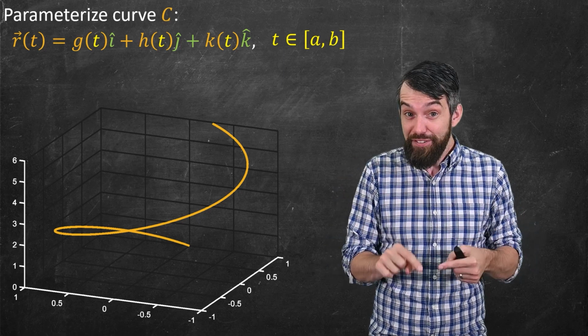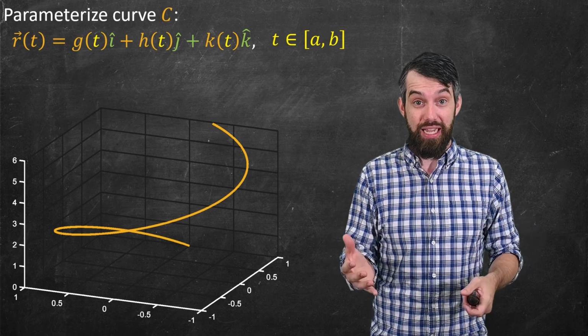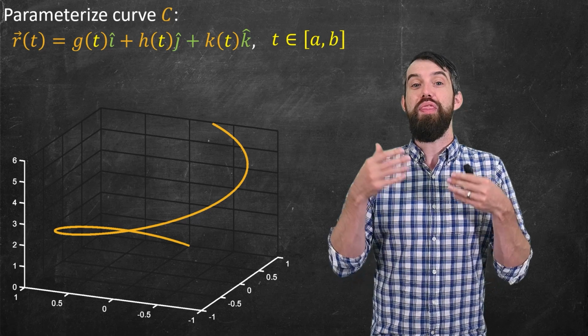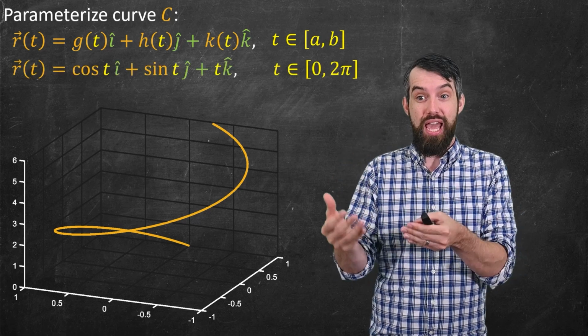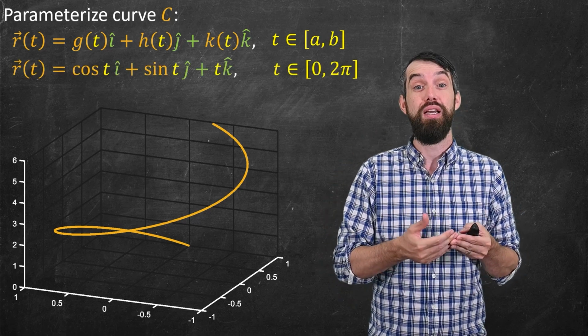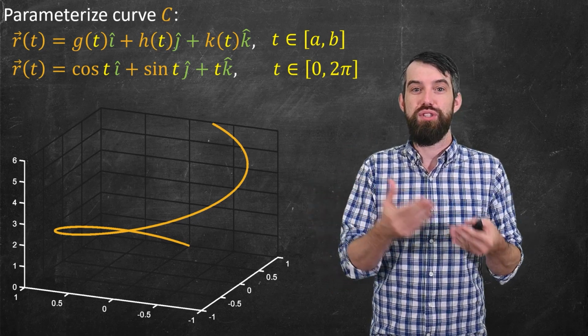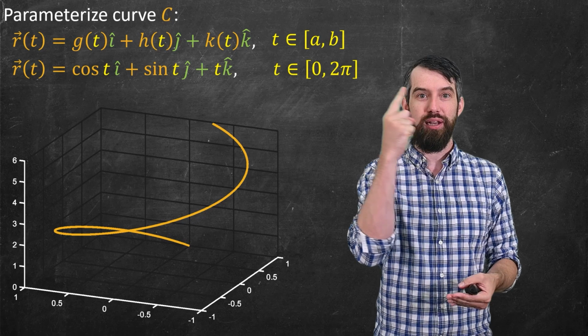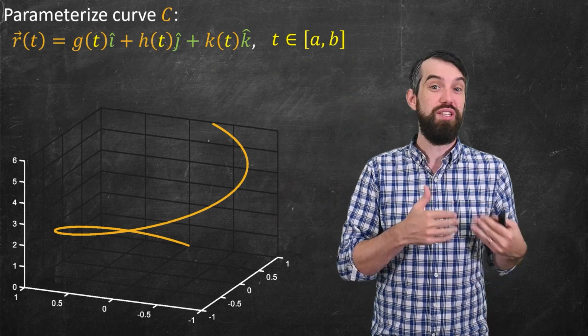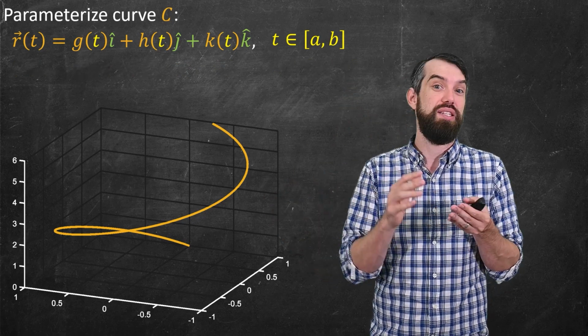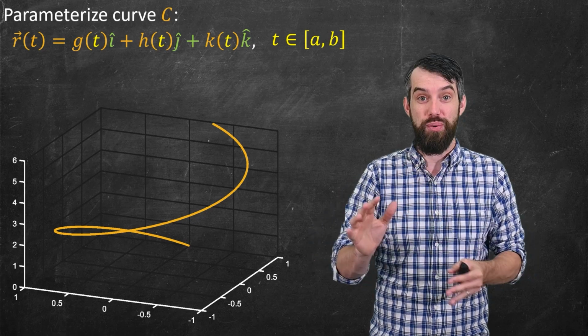Now, this specific example is a very important one. It's a helix. And so I'll actually put up what the functions g, h, and k are in this specific example. It's cos t, sine t, and then just t in the k hat direction. On the interval 0 to 2 pi gives you one loop of this helix. So this is a particularly nice curve that has this nice parameterization, but we'll just talk generally for most of this video.